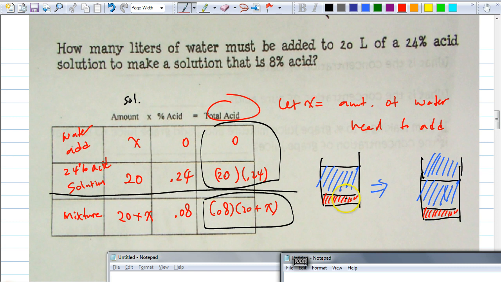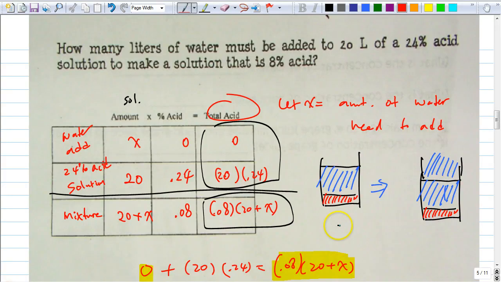When you add more water, does the amount of acid change at all? No. So the acid from before and after remains the same. That's what an equation is, where left side is equal to the right side. So doesn't it make sense then when we add the acid from previous should equal to the acid from the mixture? So our equation should be what? Emily? 0 plus 20 times 0.24 equals 20 plus x times 0.08.